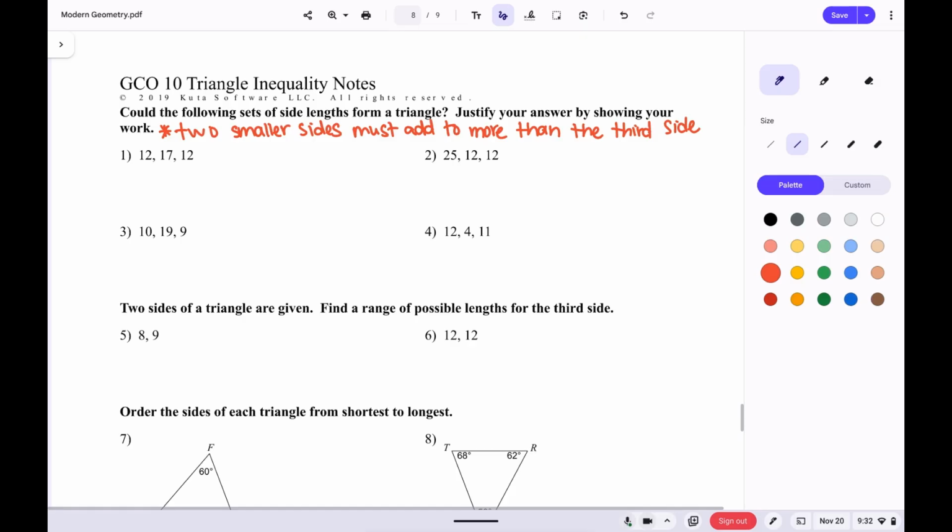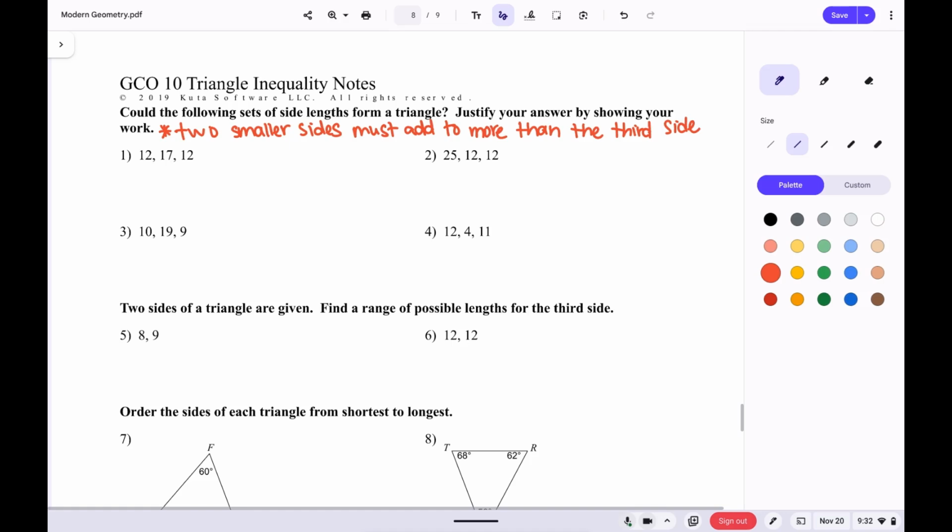So like I was saying, what they're going to do now is they're going to give us some potential side lengths. So they're going to give us 3 numbers, and we have to figure out, does this work or not? And all you have to do to figure this out is you have to look at what are the 2 smaller sides, add them together, and if they're bigger than the third side, not equal to, they have to be greater than the third side, then it works. If it's equal to or if it's less than, it's not going to work to make a triangle.